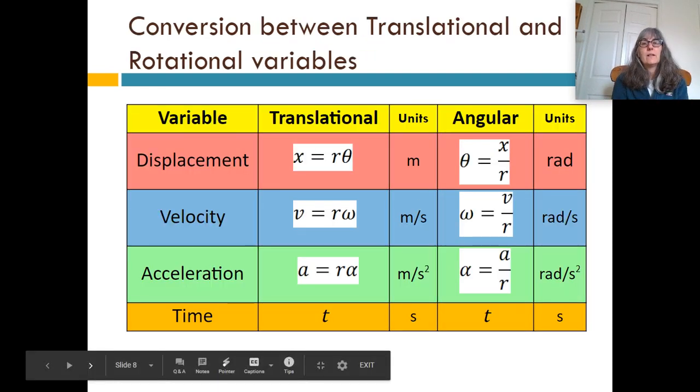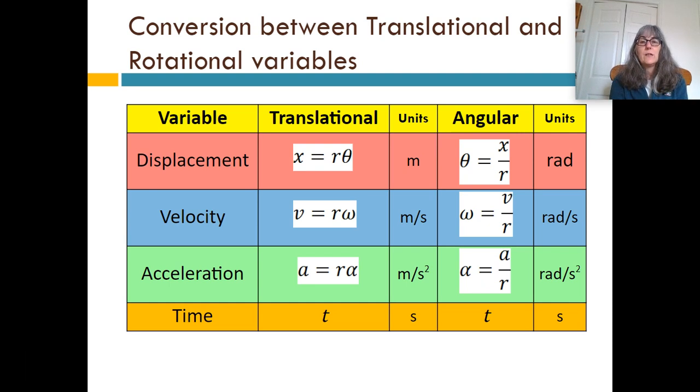And here's a summary of everything. So the conversion between translational and rotational variables. So displacement is x, and that's meters. Angular is theta, and that's radians. Velocity, translational, is v, just like we've used before. v0 is the velocity that it starts with. And then angular velocity is omega, not w, omega. And the initial angular velocity is omega 0, and that'll be radians per second.